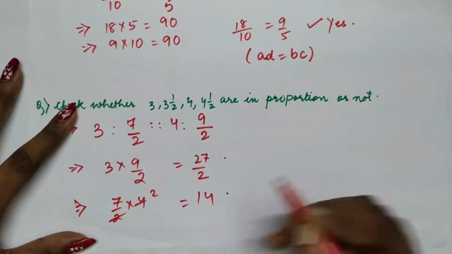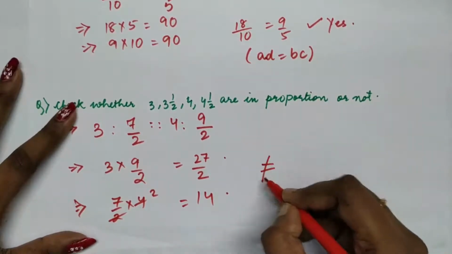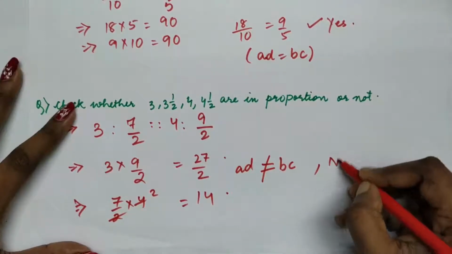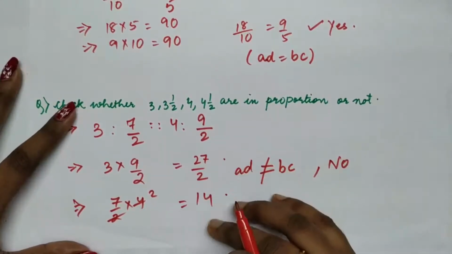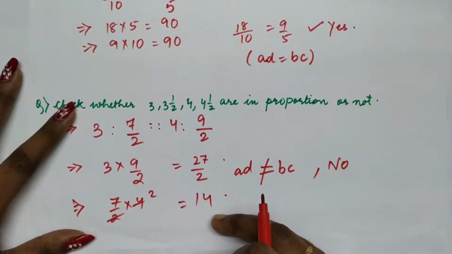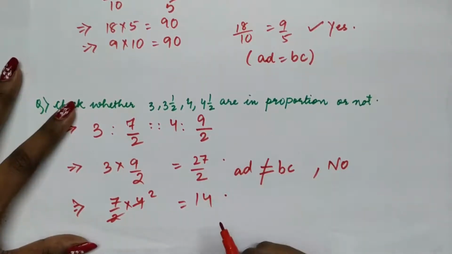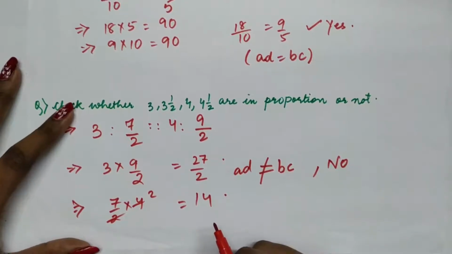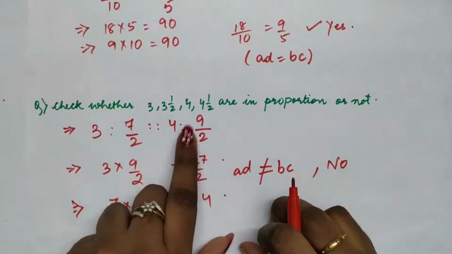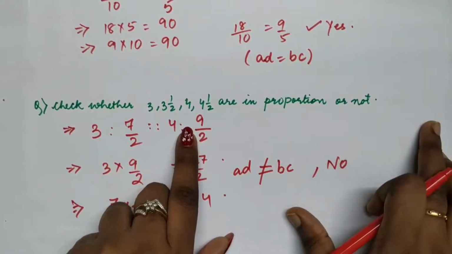Are we getting the same result? No. As the values are not the same, AD is not equal to BC, they are not in proportion. After solving it, I do not get the same values. Obviously 27 by 2 is not going to give me 14. It will give me an answer in decimal, and they are not the same. So these terms, these elements, are not in proportion.